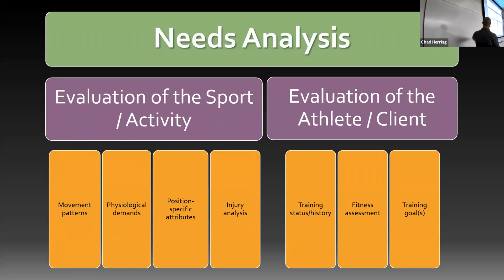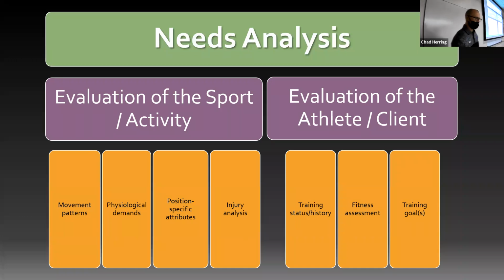All right, perfect. So evaluation of the sport, evaluation of the athlete, movement patterns, physiological analysis, position-specific attributes we didn't get into too much, but injury. Training status, I guess I should have covered that one. Are they a beginner? Are they an elite advanced athlete? An assessment leads into their goals. So the 1 rep max, if they're deficient, that should be a goal. We need to get stronger.